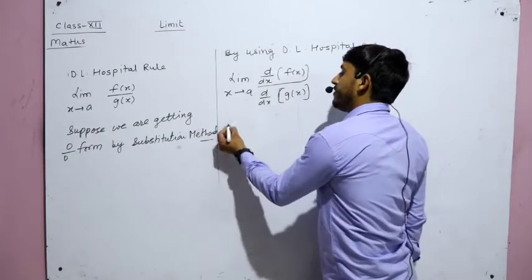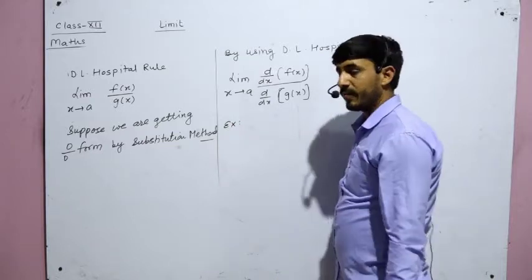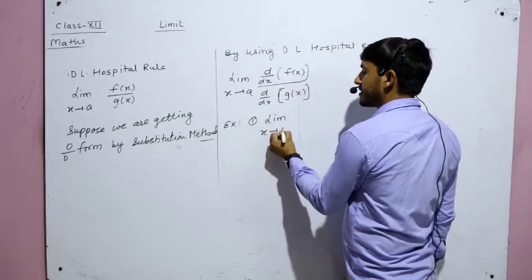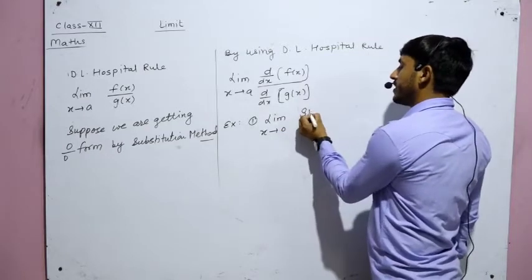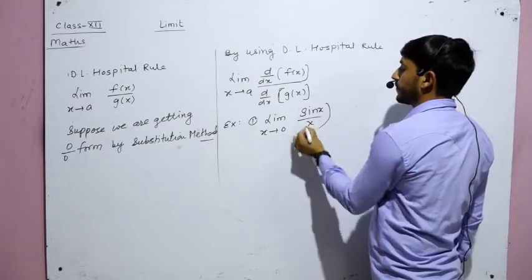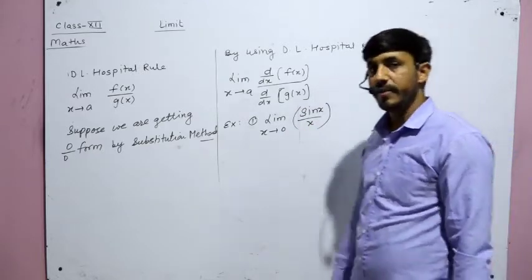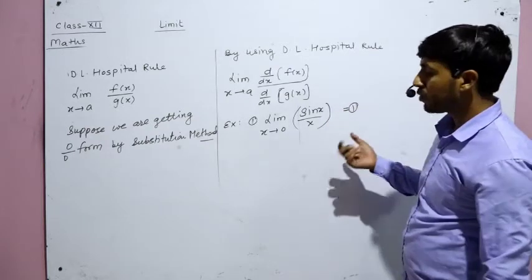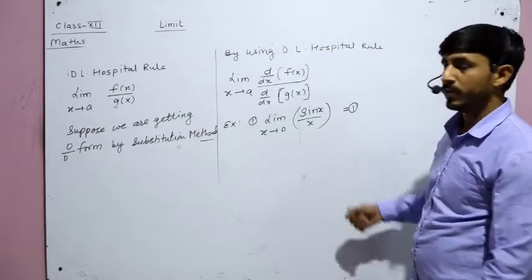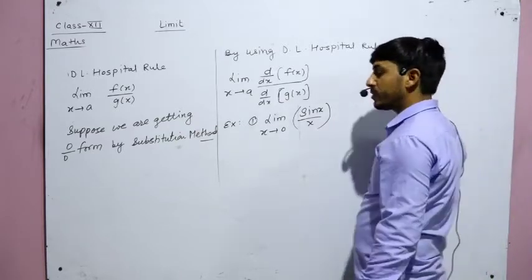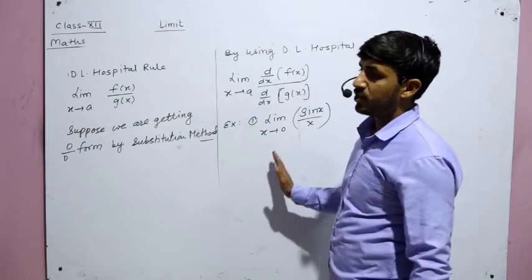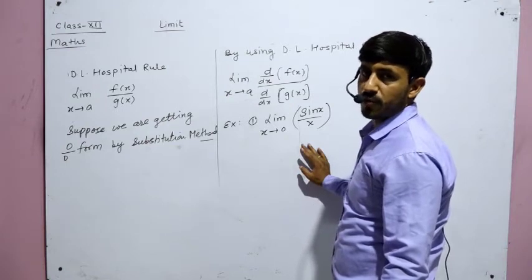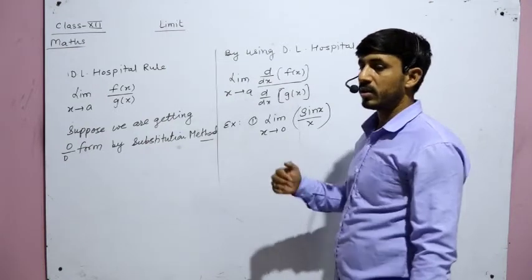If we want to explain this method by taking an example, I am taking a very basic example: limit x tends to 0 of sin x upon x. As we know, this is the standard limit, and its value is equal to 1. We are going to prove that this limit will be equal to 1. First think about the substitution method. By substitution, we get 0/0 form. It means the substitution method is not working here, so we have to think about another method.